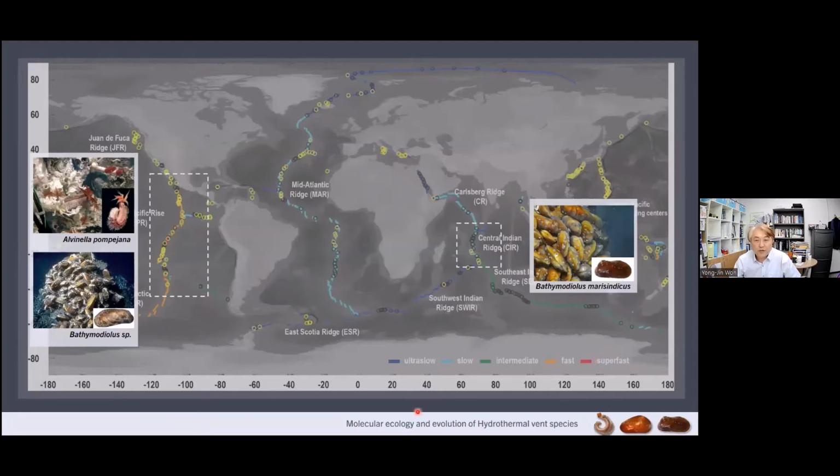I will focus this application on these 3 species: Alvinella pompejana in the Eastern Pacific, and 2 Bathymodiolus species in the EPR and the Central Indian Ridge. And also, interestingly, I attempted to use the IM method to study the evolution of environmental or symbiotic bacteria. As far as I know, this is maybe a very early application of this method to bacteria.